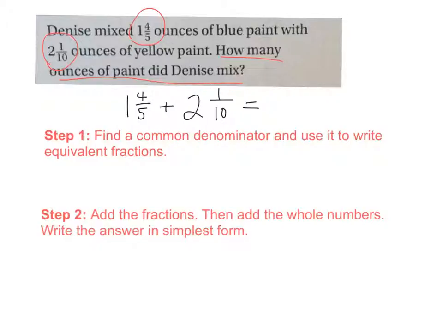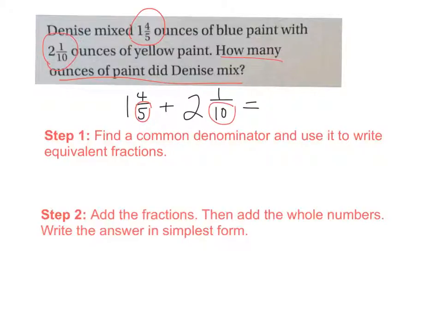Now, let's check in. Is this our learning goal? Do we have mixed numbers? Yeah. Are we adding or subtracting them? And do we have unlike denominators? How do you know we have unlike denominators here? Rashika? Because 5 and 10 are not the same numbers.